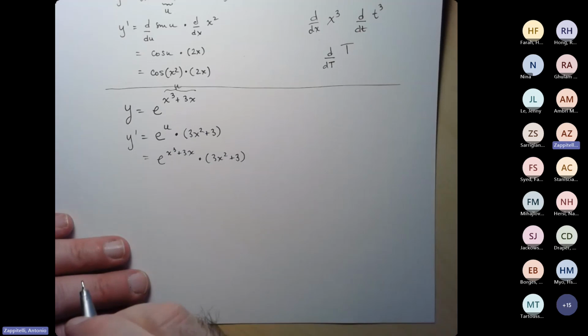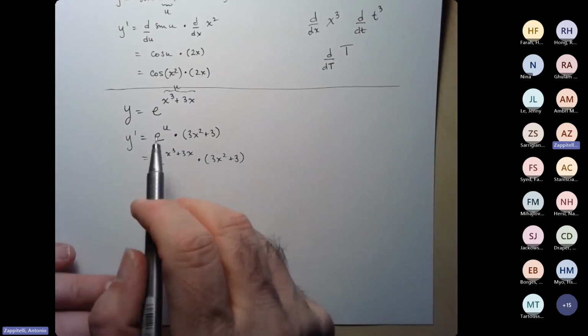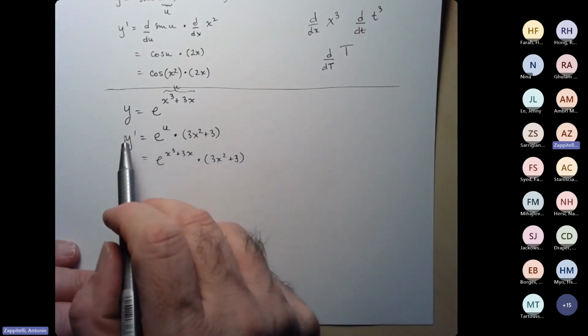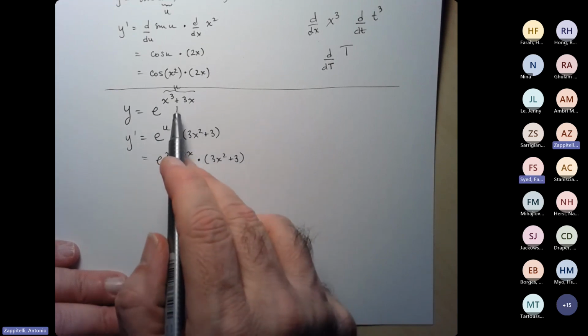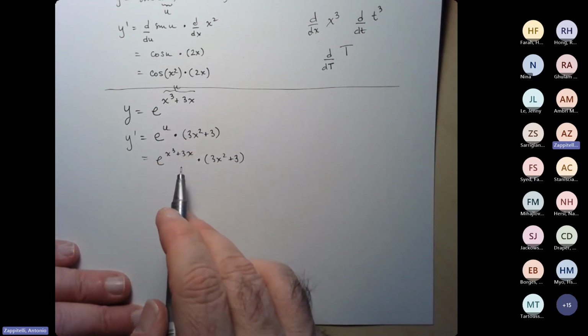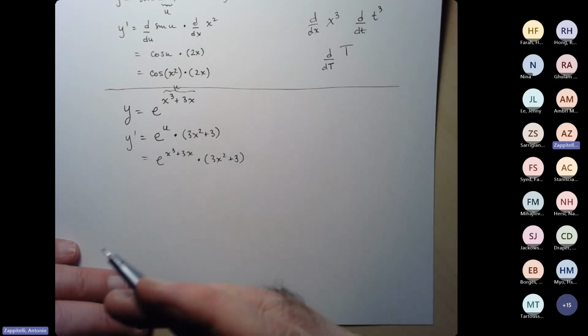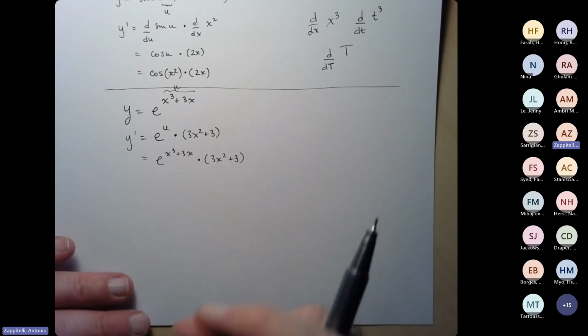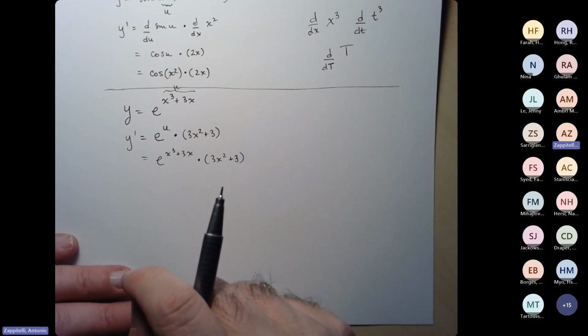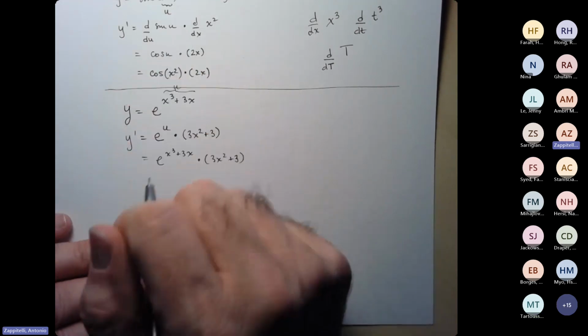Now I'm going to do one more example, but you see, I'm not even going to write this step at all. I'm going to go straight from here all the way to there, because the whole point is to eventually be able to do the chain rule in one step without having to write all the details.